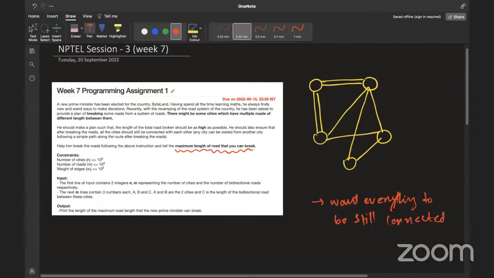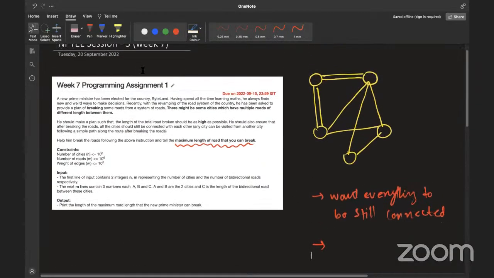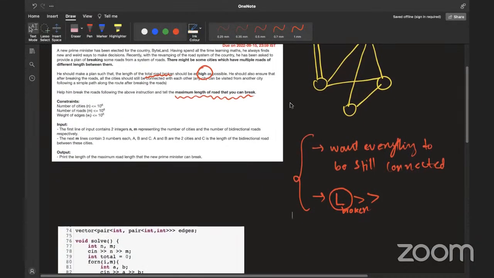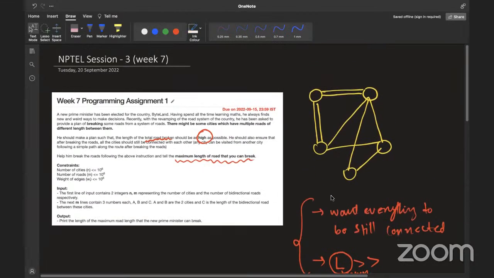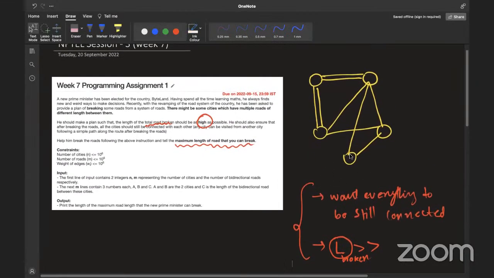And is there another condition? There might be some cities with multiple roads. Okay, the length of the total road should be as high as possible. So this condition also: you have to maximize the length. The length of the total road broken should be as high as possible. So these two conditions: you have to break roads in such a way that after breaking the roads, every city is still connected by a network of roads to another city.